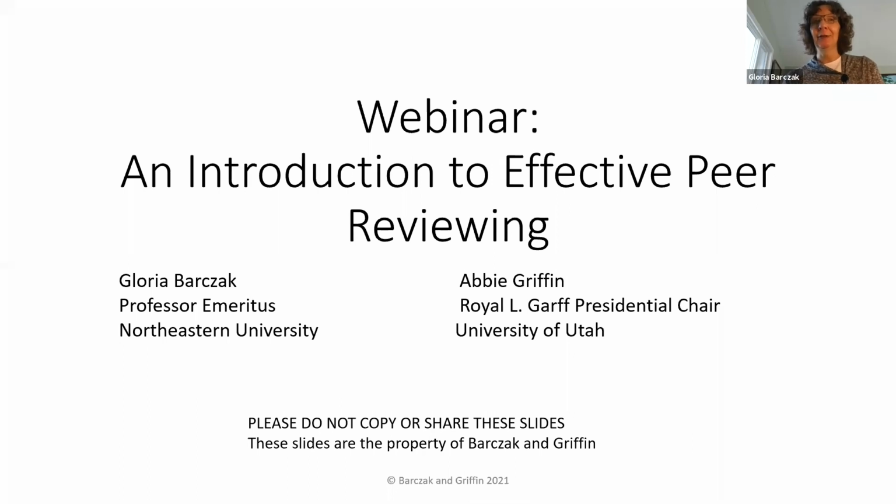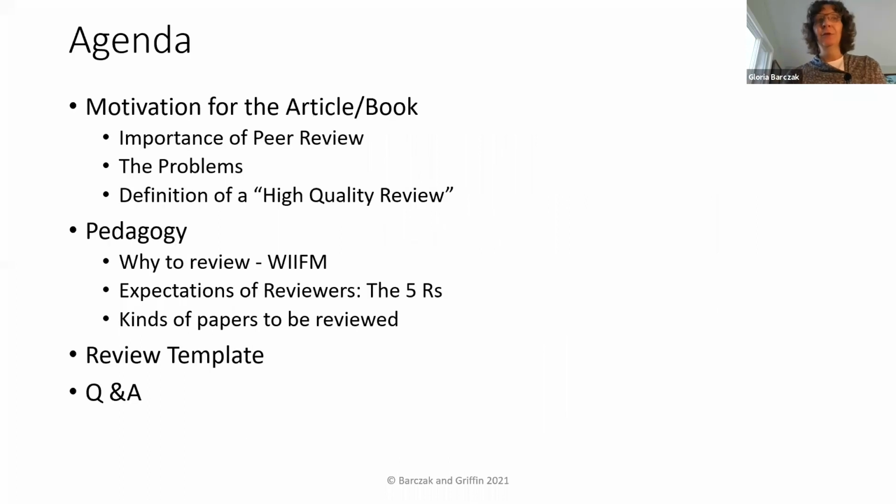This webinar is titled An Introduction to Effective Peer Reviewing. So our agenda for today is first, I'm going to talk about the motivation for the article and also the book. Three aspects of that: the importance of peer review, what the problems are, and how we define a high quality review. Abbie is then going to talk about what we call the pedagogy: why you should review, what the expectations of reviewers are, what we call the 5 R's, and just briefly about the kinds of papers to be reviewed.